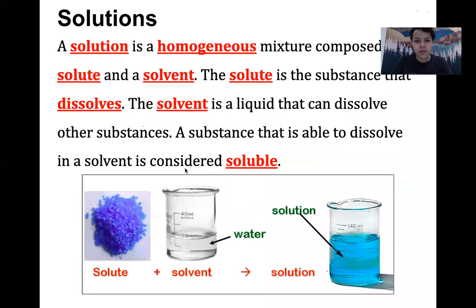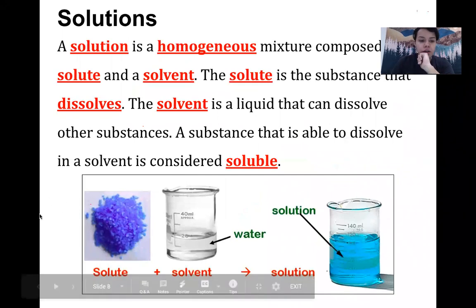Okay, so let's get started with the notes. So day 2 of your note packet. We already did the quick review, so let's start talking about solutions. A solution is a homogeneous mixture composed of a solute and a solvent, right? A solute is a substance that dissolves. We have used this in class before.